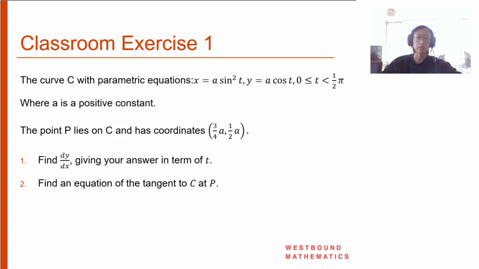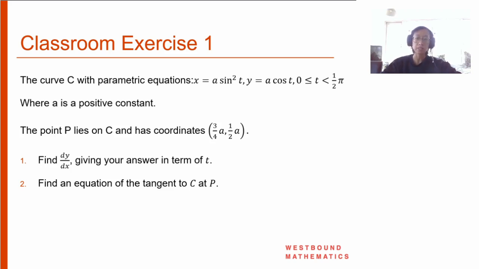Now let's take a look at classroom exercise 1 together. The question says that the curve C has parametric equations x equals a sine squared t and y equals a times cos t, where t is between 0 and 1/2 pi, and a is a positive constant. The point P lies on the curve C and has coordinates (3/4 a, 1/2 a). Part 1 of the question asks us to find dy/dx, giving your answer in terms of t.